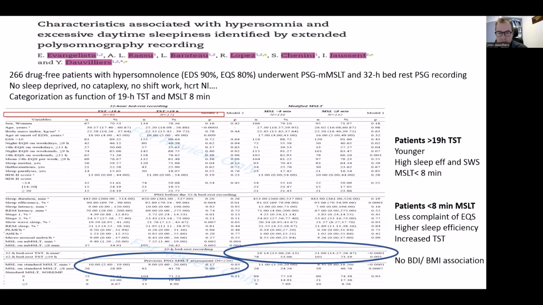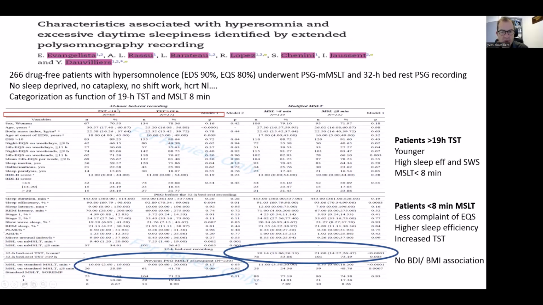It's a recent paper we just published in Sleep, it is complex, but I like this way to assess the patient. We recruited 266 drug-free patients with hypersomnolence complaint, could be EDS or excessive quantity of sleep, and they performed the protocol I just mentioned to you, the modified MSLT and the 32 hours bed rest condition. There are no sleep deprived, no cataplexy, no shift work, orexin is normal when it has been measured.